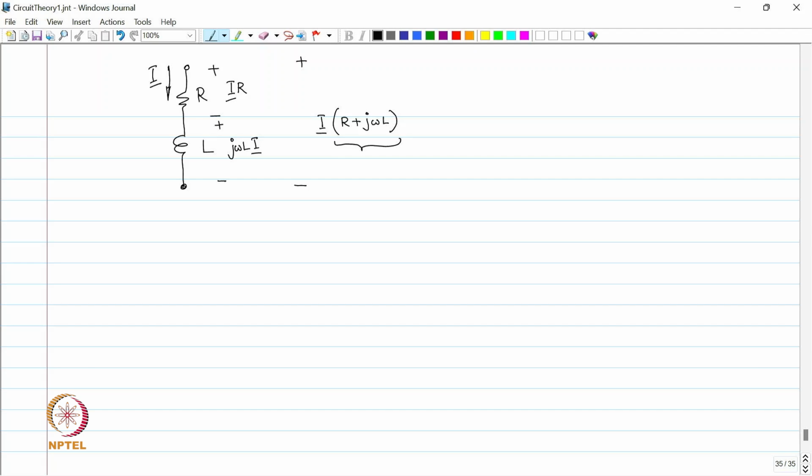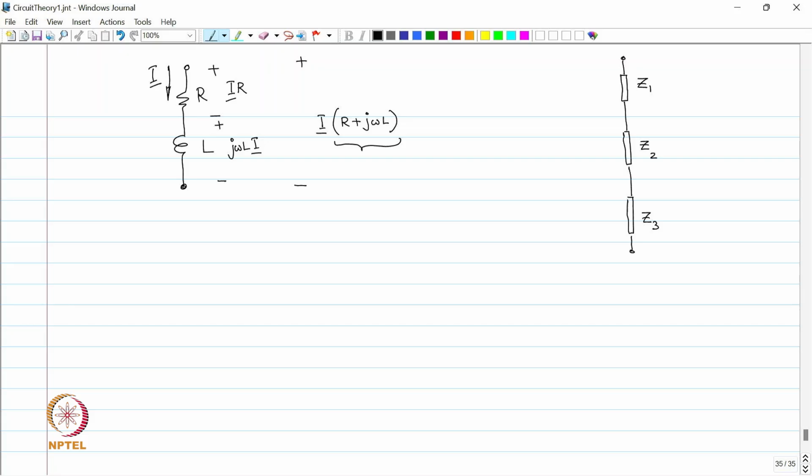Some problem? No problem. So, the complete series combination is an impedance of value R plus j omega L. It is just series parallel, whatever you learnt in class 11 and class 12. If I have Z1, Z2 and Z3, three impedances in series, what is going to happen? What is the net impedance going to be?